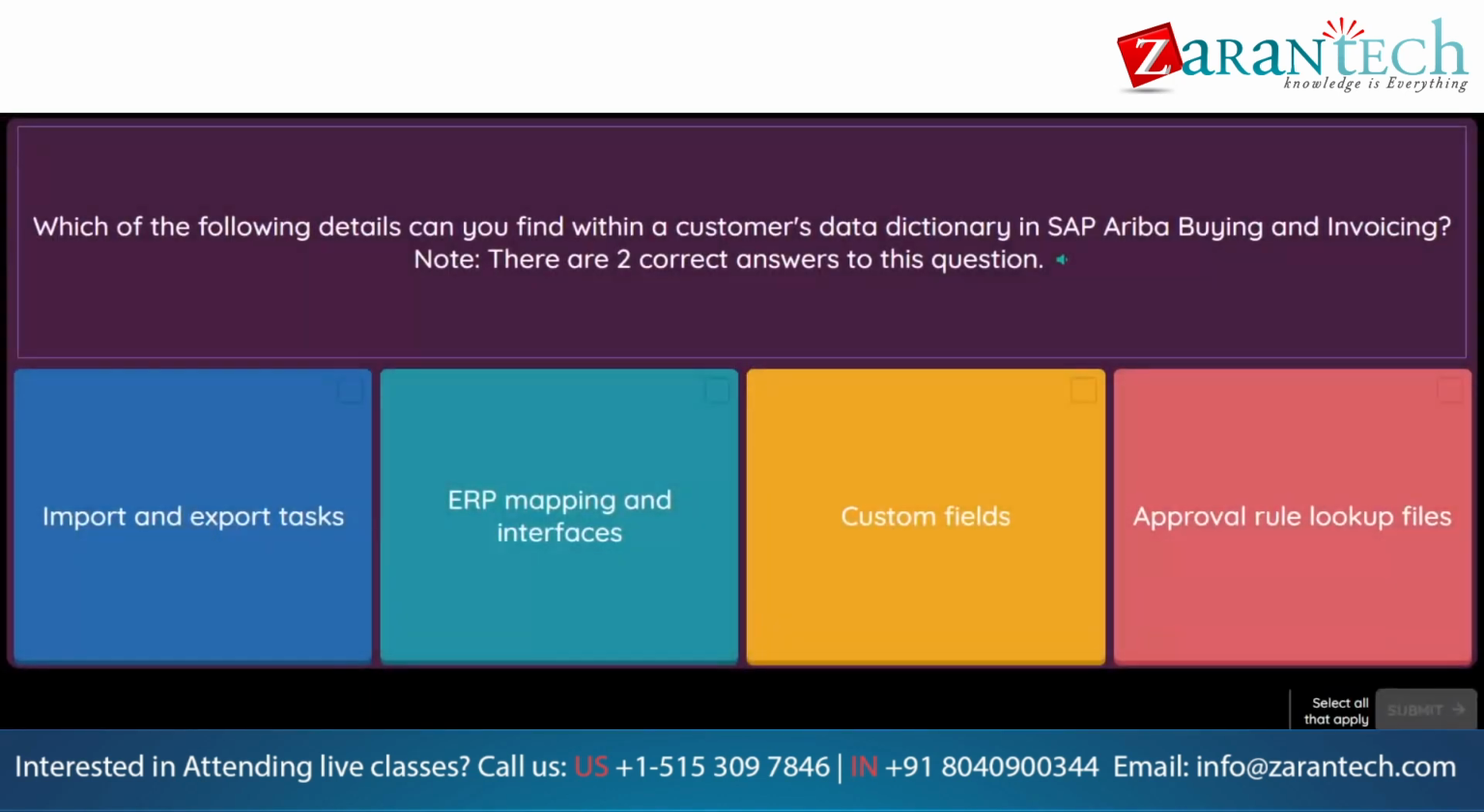Question: which of the following details can you find within a customer's data dictionary in SAP Ariba buying and invoicing? Note, there are two correct answers to this question. Option 1: import and export tasks. Option 2: ERP mapping and interfaces. Option 3: custom fields. Option 4: approval rule lookup files.